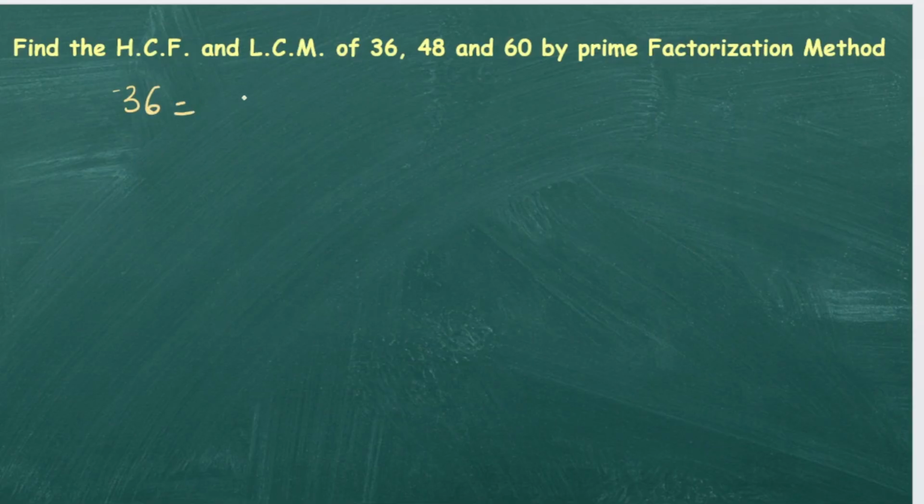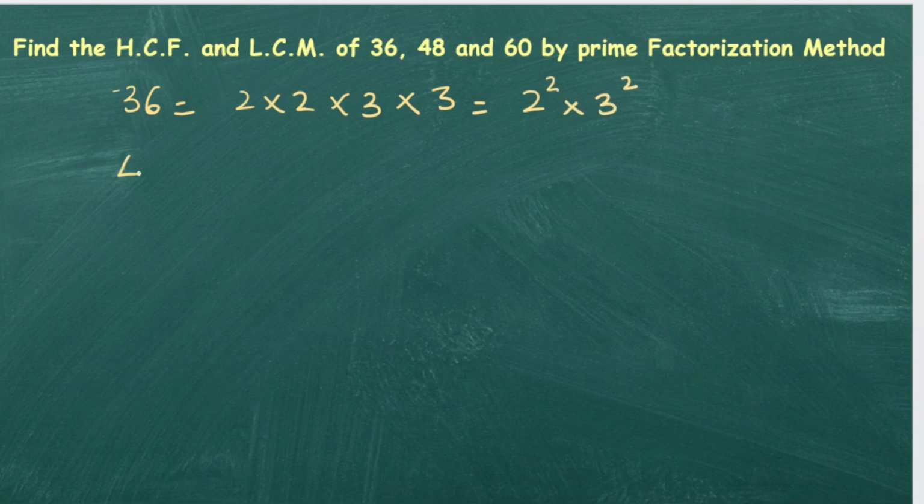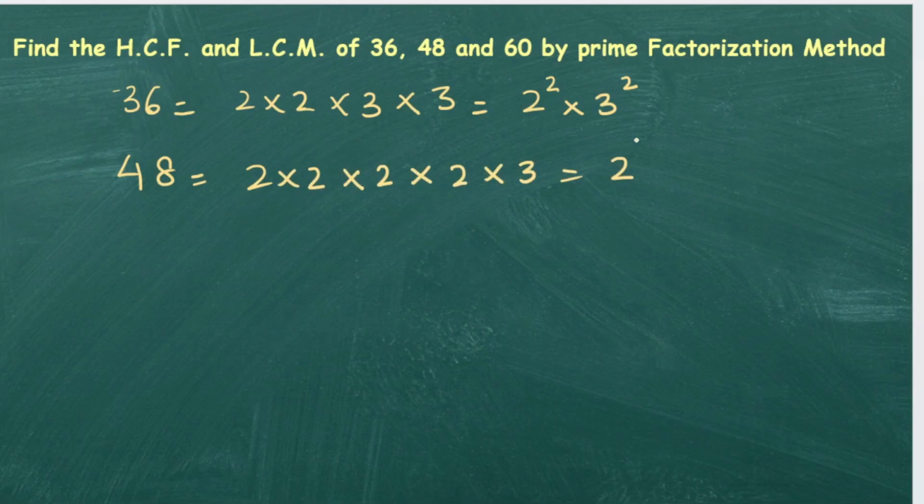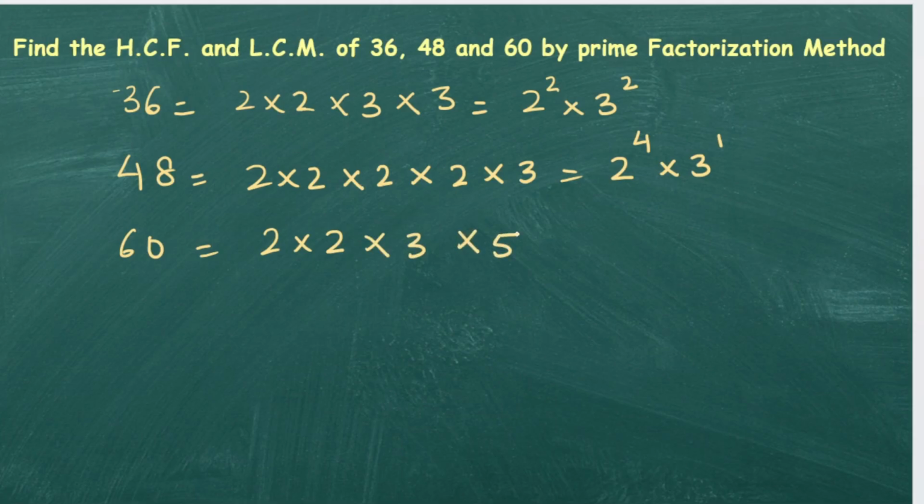36. The prime factorization of 36 is 2 times 2, 4, 4 times 3 is 12 and 12 times 3 is 36. So it gives me 2 square times 3 square. For 48, the prime factorization is 2 times 2, 4, 4 times 2, 8, 8 times 2, 16, 16 times 3 is 48. So I get 2 to the exponent 4 times 3 to the exponent 1. And finally for 60, we get 2 times 2, 4, 4 times 3, 12 and 12 times 5 is 60. So that is 2 square times 3 times 5.